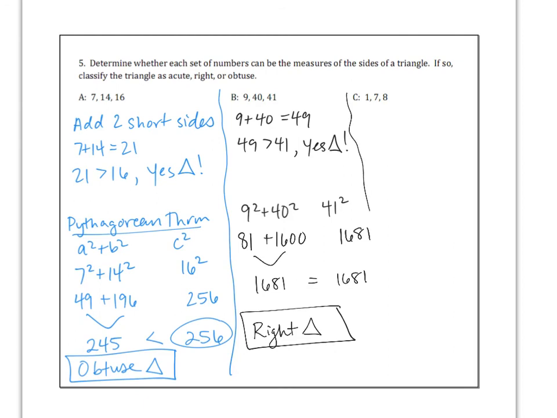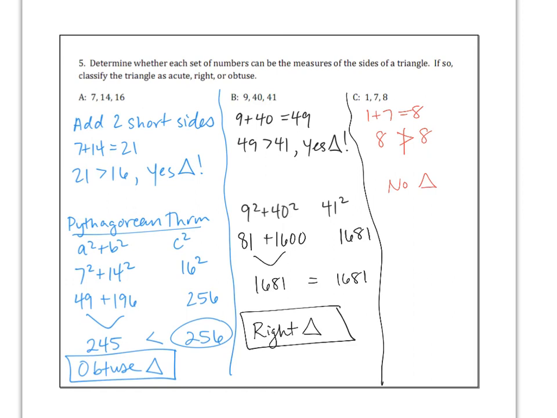All right, so let's try this last one. The last one, we have the numbers 1, 7, and 8. So we have to check, can we even make a triangle? Well, 1 plus 7 equals 8. Is 8 greater than 8? No, they're not. One is not greater than the other, or the 2 small sides added together is not greater than the third side. So guess what? We can't even make a triangle.